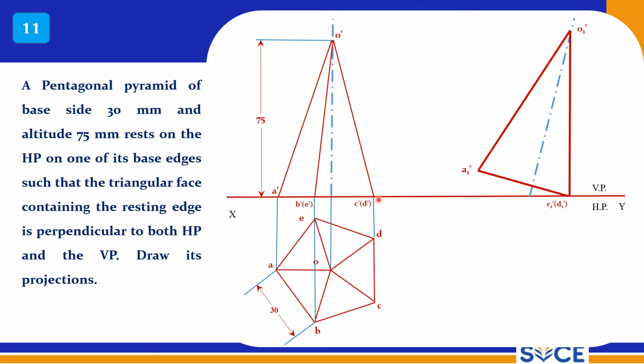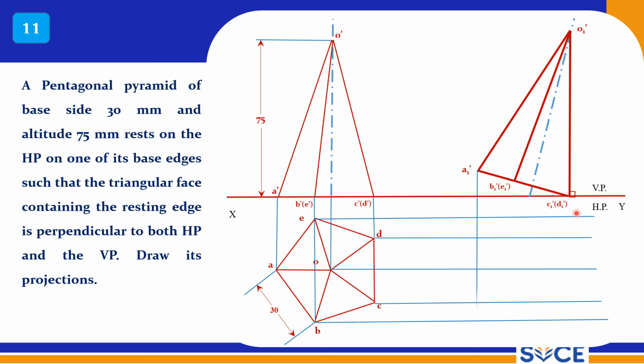Now complete the triangle, measure this point and draw the axis, and measure the distance from here to here and mark B1 dash and E1 dash. Now all the points I have reproduced here in such a way that my OCD is 90 degrees to HP. So here draw the projectors as usual, and draw the projectors here. So this is A1, this is B1, this is C1, this is O1, and this is E1. This is O1.